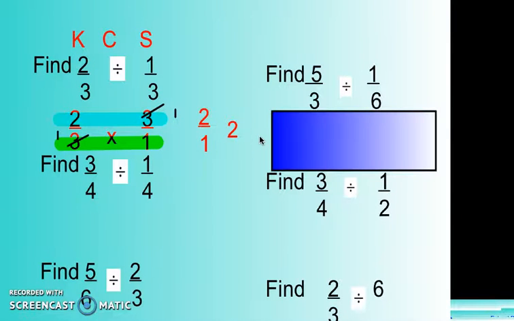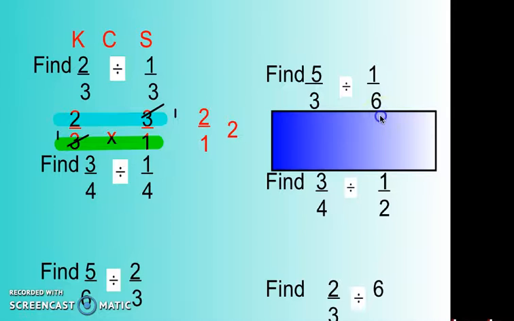Okay, so let's try one more before I give you your ticket problems. Find 5/3 divided by 1/6. Okay, so think about it. Remember, keep, change, switch. And what would it look like? And how would you find that answer? Okay, so let's find the quotient.